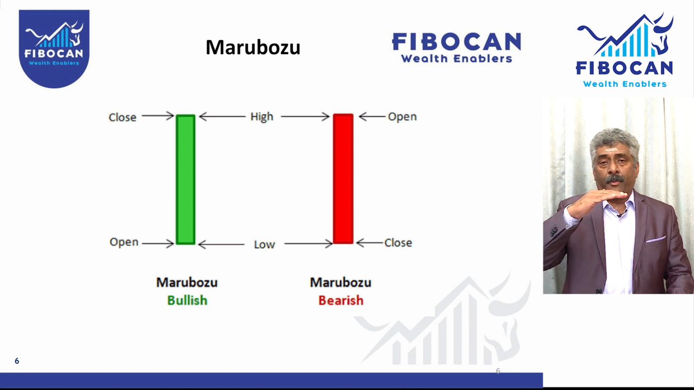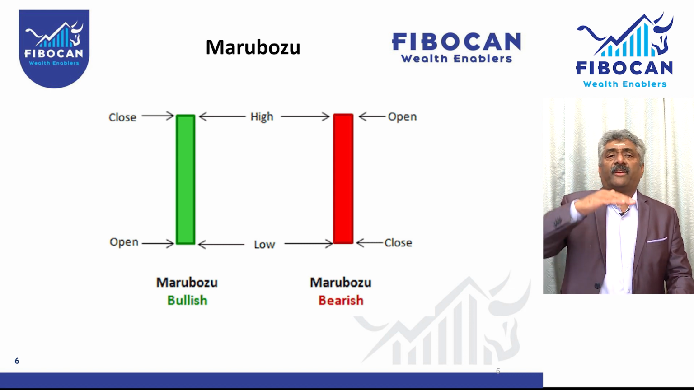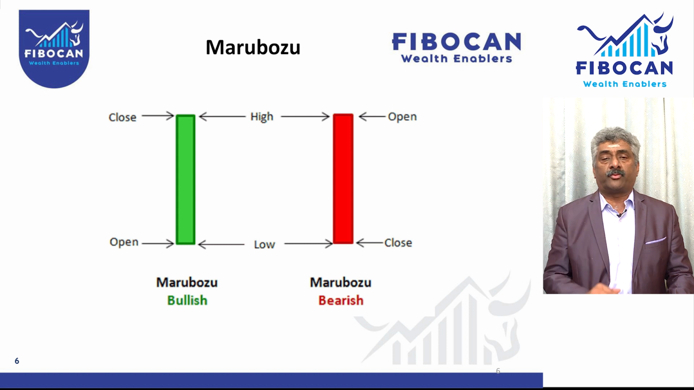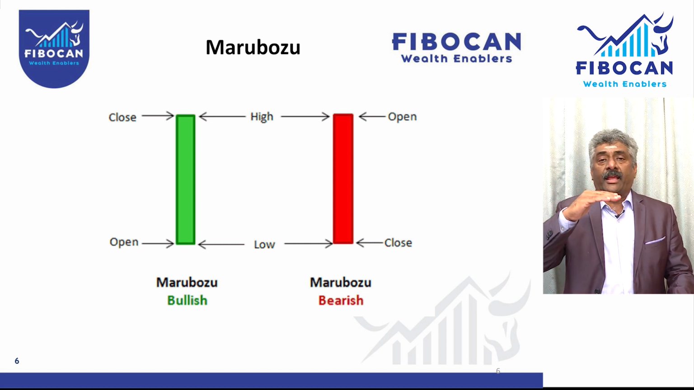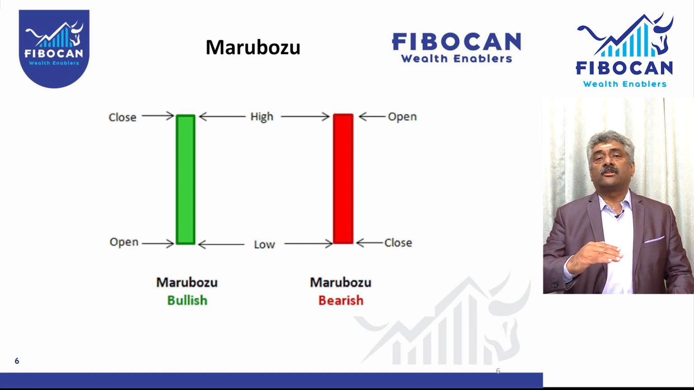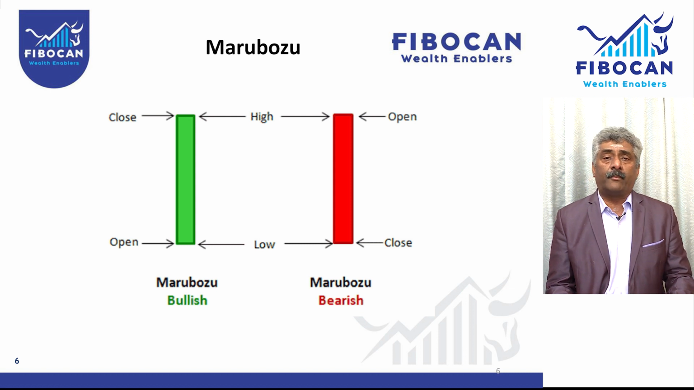That means it opened, it formed a low, then it went all the way high and closed at the highest point. A red Marubozu is where the open and the high for the day or for the time period are at the same point. From there it came down and closed, and the low is also at the close. That means low and close are at the same price. That is called a red Marubozu. So basically, you have to understand this is a very powerful candle, a simple candle.